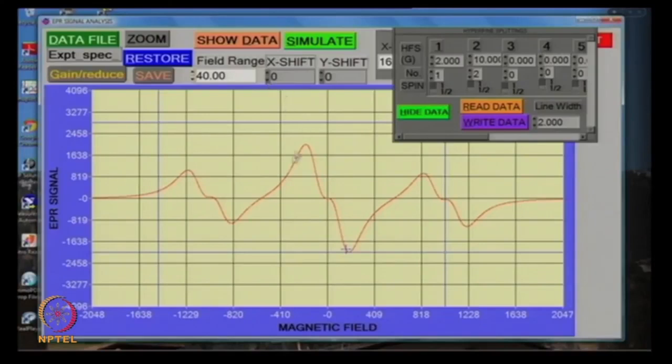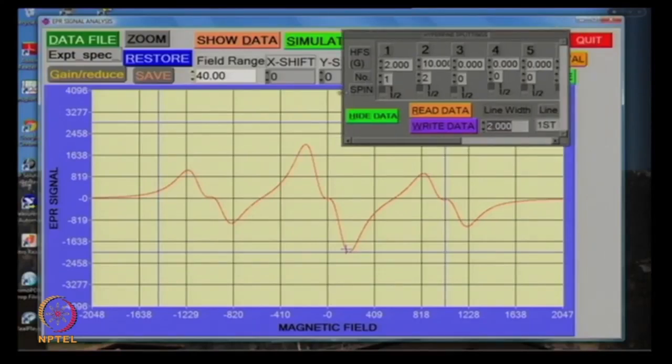Of course, it was a contrived example because this red spectrum, though I am calling it an experimental spectrum, is actually calculated. So, I can get the exact matching. These are the values now I can report. For this, the coupling constant for the first nucleus was 2 Gauss with one spin half nucleus. Coupling constant of 10 Gauss was for the second group of 2 nuclei of spin half, and line width was 2 Gauss and gives me perfect matching. So, this is the way to go about analyzing the EPR spectrum using a computer.